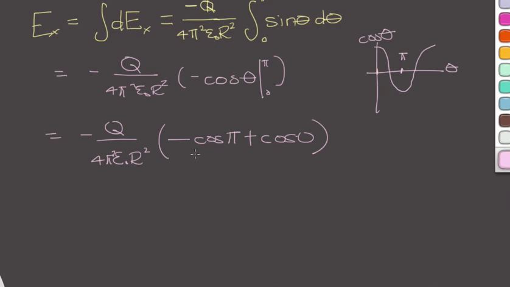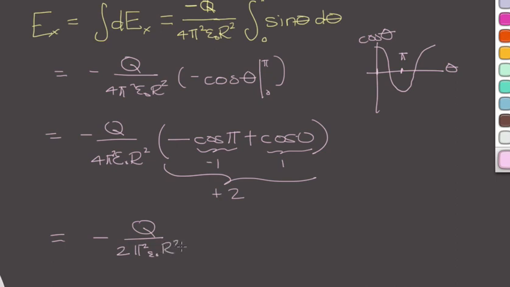So let's see, cosine of pi, this little piece right here, that's -1. So I have a negative 1 plus cosine of 0, which is 1. So this whole thing gives me a positive 2. So this just becomes negative q over 2 pi squared epsilon naught r squared, like that. Okay, and so that would be our final answer for our e sub x.